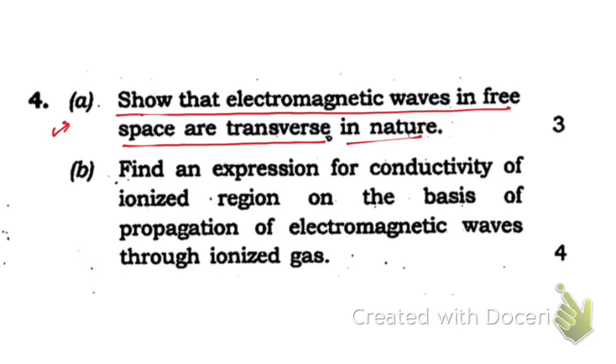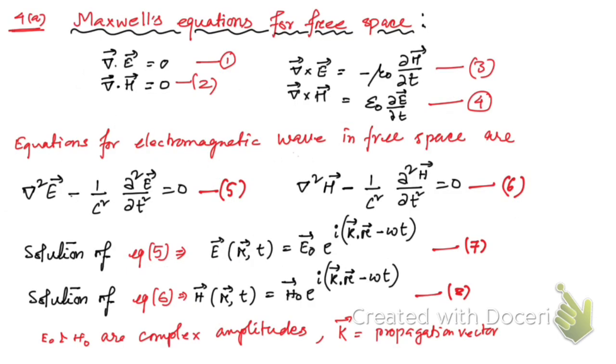So let me show this one. First, let me write the Maxwell's equations for free space. For free space, these equations numbered 1, 2, 3 and 4 are the Maxwell equations. I have not written the meaning of the symbols E, H, but do mention this. I have already mentioned it in earlier videos many times, so that's why I have not written it here. But in the exam, don't forget to write the meaning of the symbols that you have used in your answer.